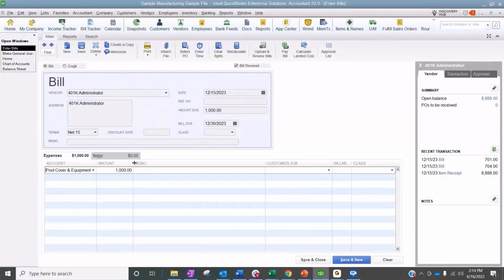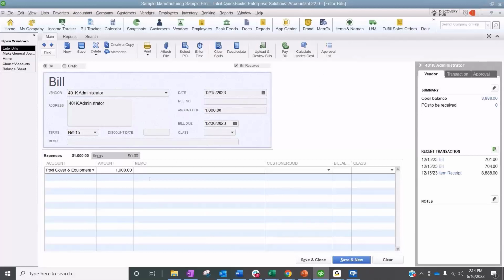Now, why would I do this? Maybe I have to issue a customer refund. That could be a reason why. Usually you don't do that as a bill. You usually do that as just a straight check. But hopefully it's coming together a little bit.